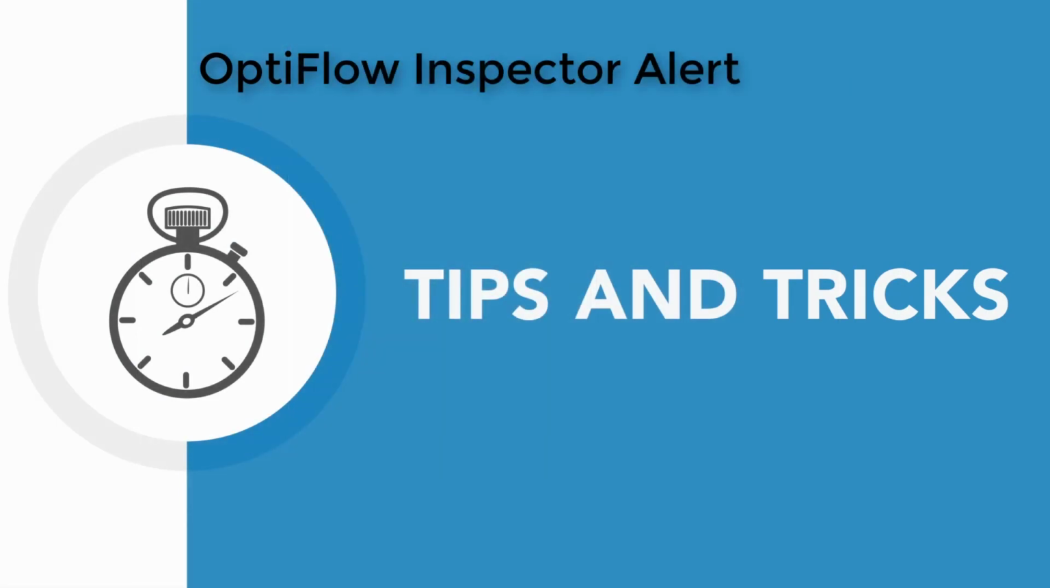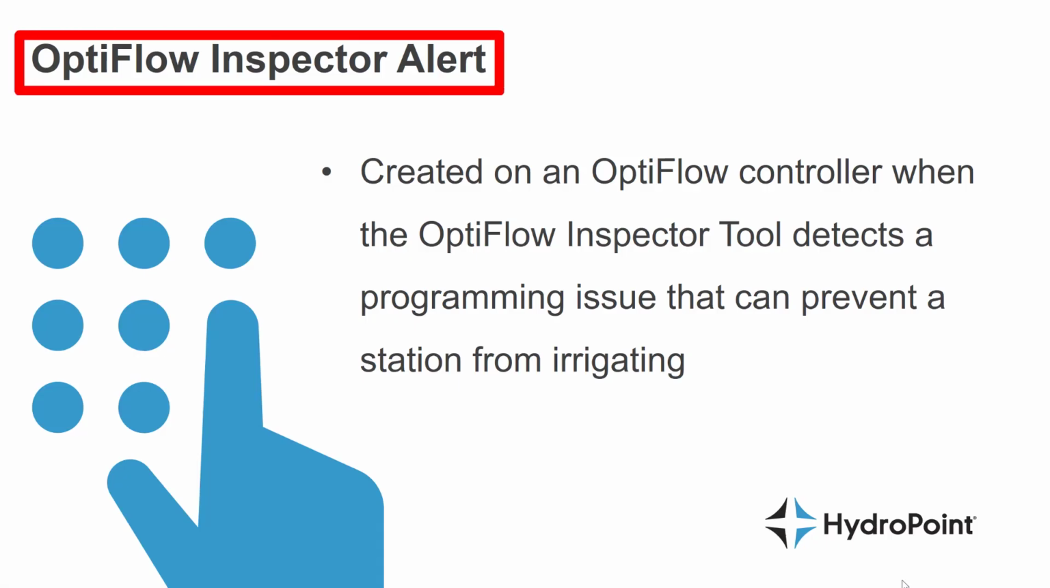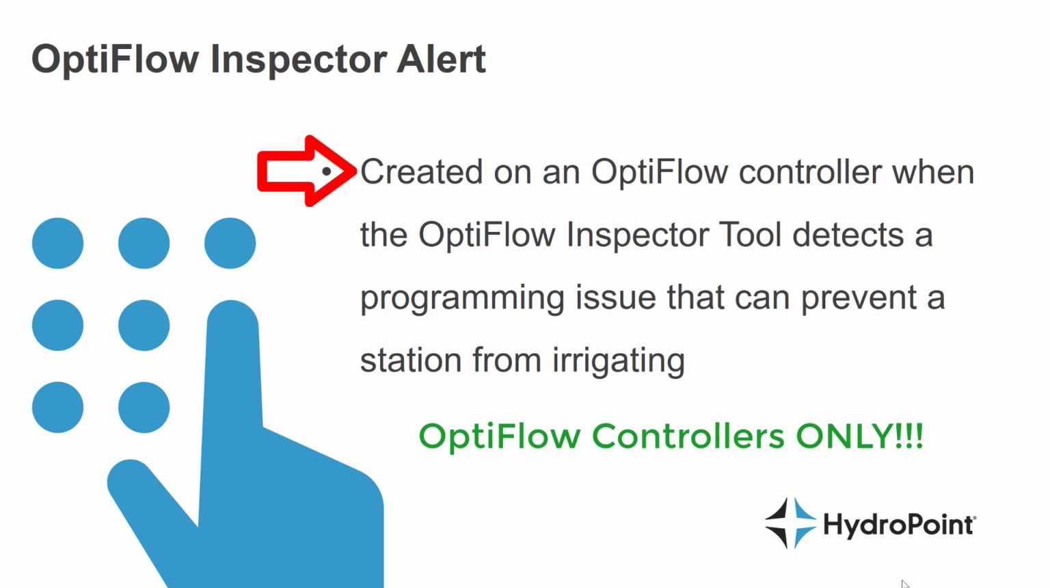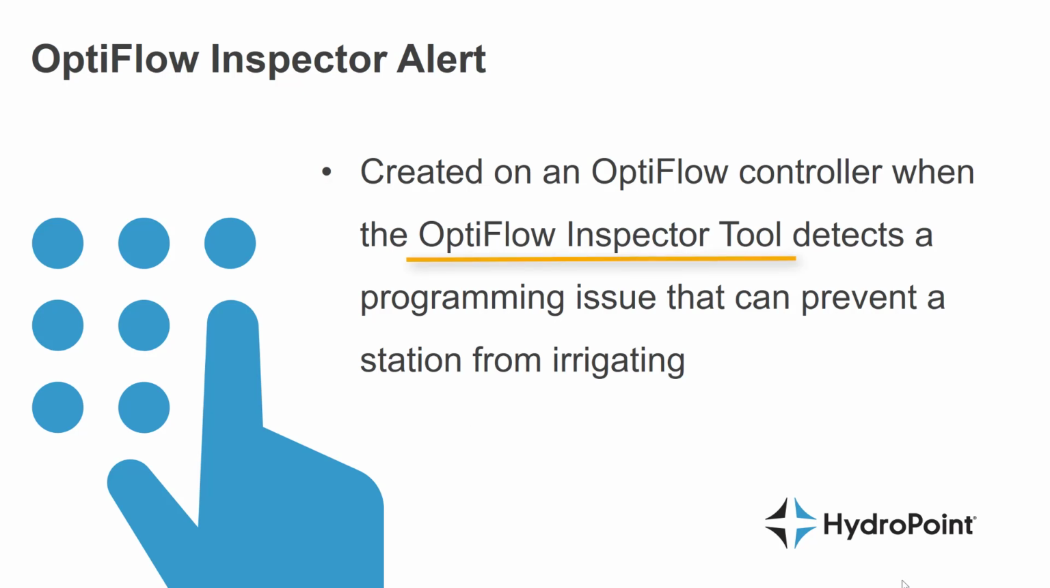OptiFlow Inspector Alert. The OptiFlow Inspector Alert is created on an OptiFlow controller when the OptiFlow Inspector tool detects a programming issue that can prevent one or more stations from irrigating.